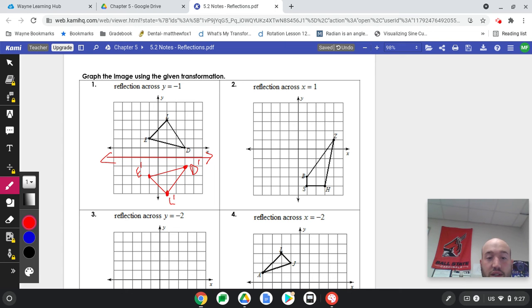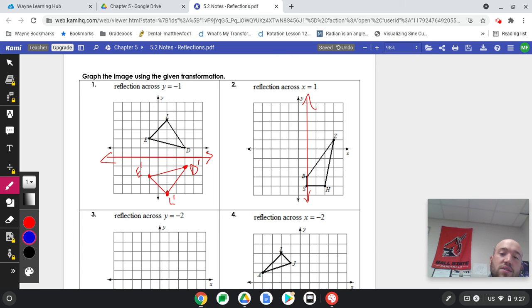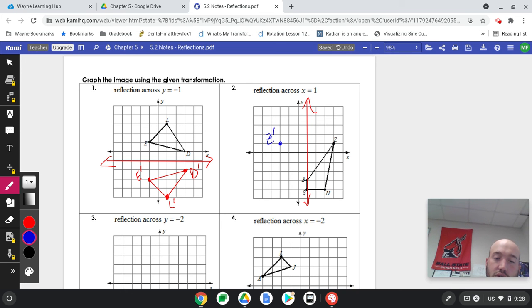Now the next one, x equals 1. So I'll start by drawing my line of reflection here through the x-axis at 1. And on this one, 2 of the points, just the same. Z is 1, 2, 3 away, so 1, 2, 3, Z prime. H is 1, 2, so 1, 2 past for H prime.